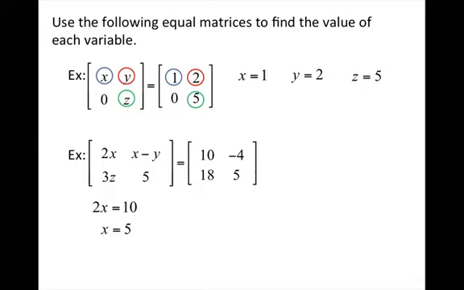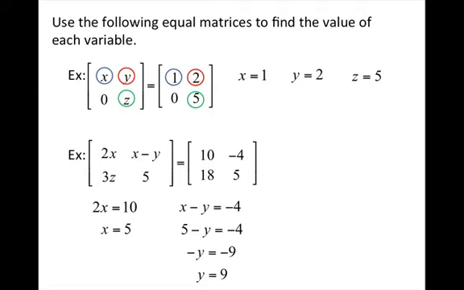Next, let's look at row 1, column 2. In the first matrix, I have an x minus y, and in the second matrix, I have a -4. So I know x minus y must equal -4. I just found that x was a 5, so I have 5 minus y equals -4. Subtract 5 from each side, and you get -y equals -9. And if I divide by -1, I get y equals 9.